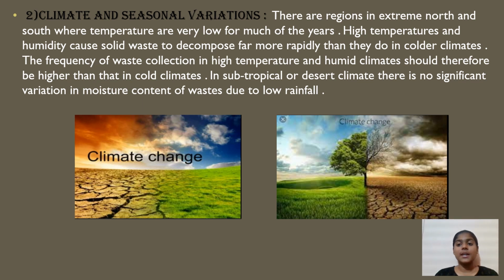There are regions in extreme north and south where temperatures are very low for much of the year. High temperature and humidity cause solid waste to decompose far more rapidly than they do in colder climates. The frequency of waste collection in high temperature and humid climates should therefore be higher than that in cold climates. In subtropical or desert climate, there is no significant variation in moisture content of waste due to low rainfall.